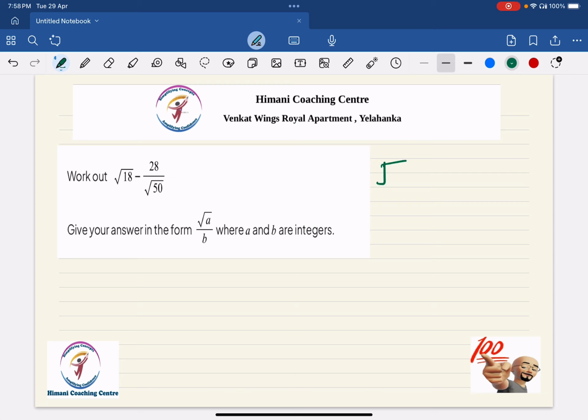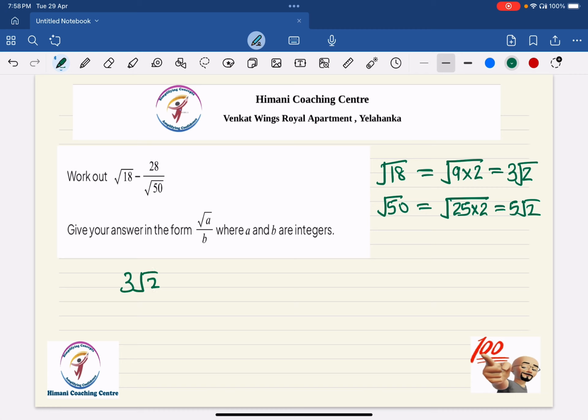Okay. If we look at root 18, it can be written as root of 9 into 2. Root of 9 is 3, so root 18 is 3 root 2. Likewise, root 50 in its simplest form is what? 50 is 25 times 2, which is 5 root 2. So in this question, we are given root 18 minus 28 by root 50, which we now know can be written as 3 root 2 minus 28 over 5 root 2.